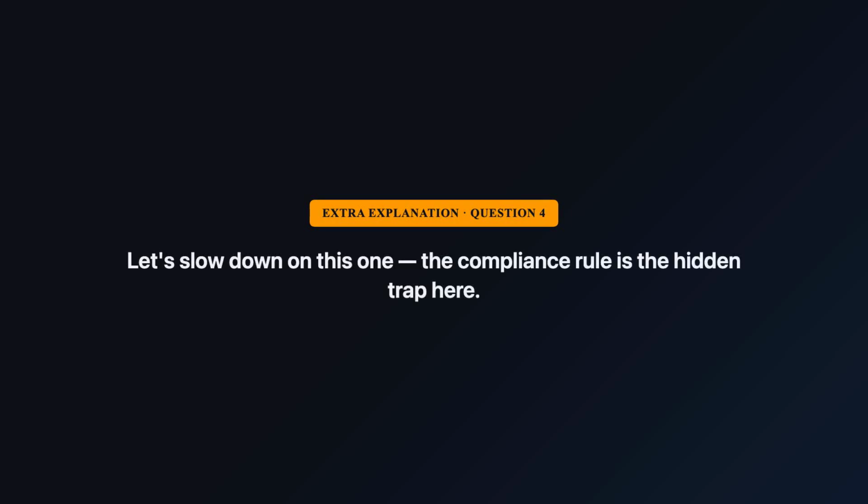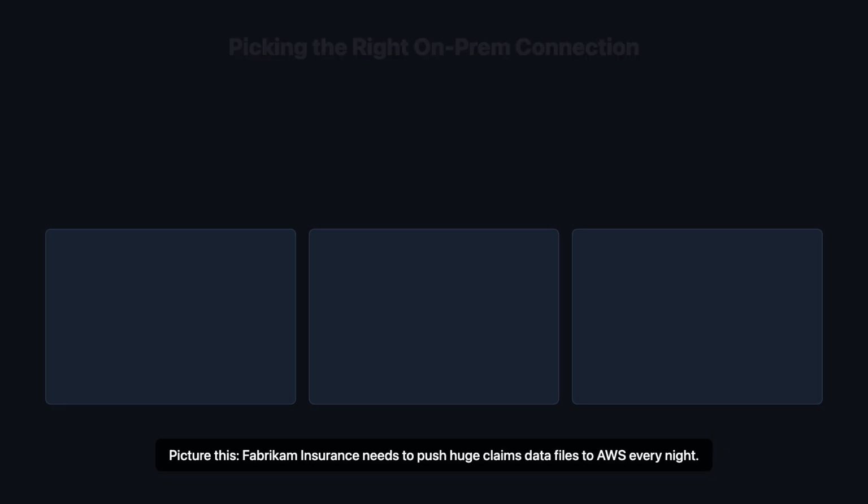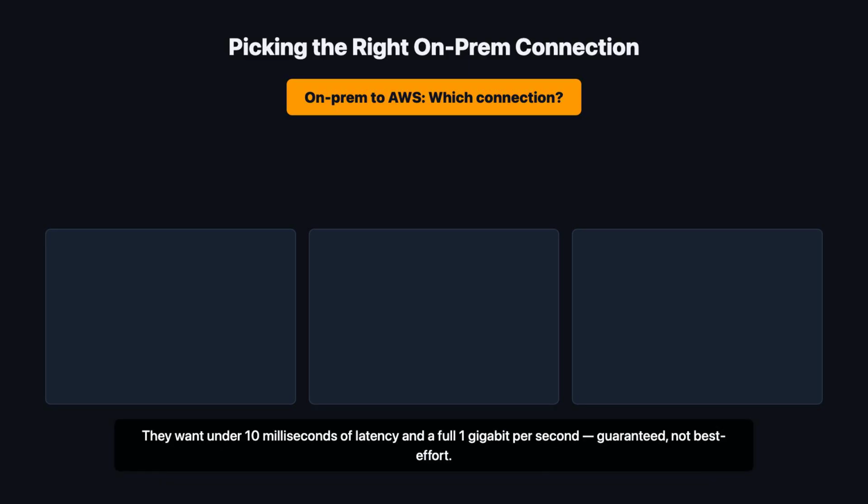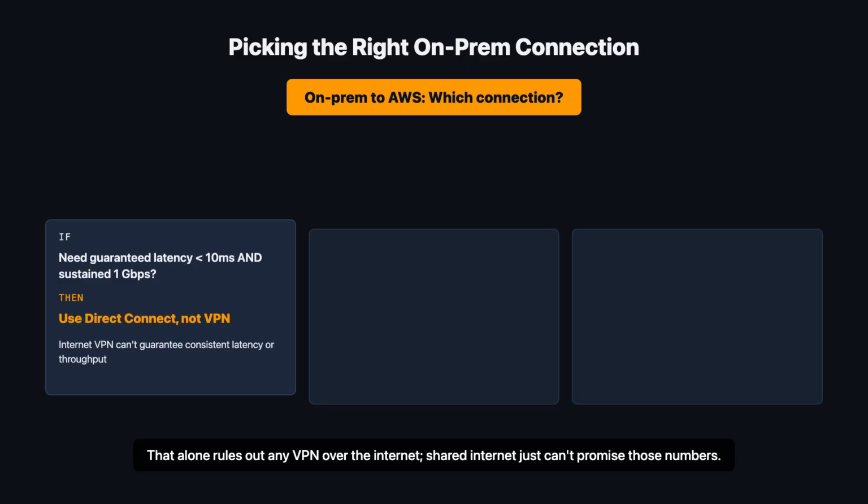Let's slow down on this one. The compliance rule is the hidden trap here. Picture this. Fabricam Insurance needs to push huge claims data files to AWS every night. They want under 10 milliseconds of latency and a full 1 gigabit per second, guaranteed, not best effort. That alone rules out any VPN over the internet. Shared internet just can't promise those numbers.